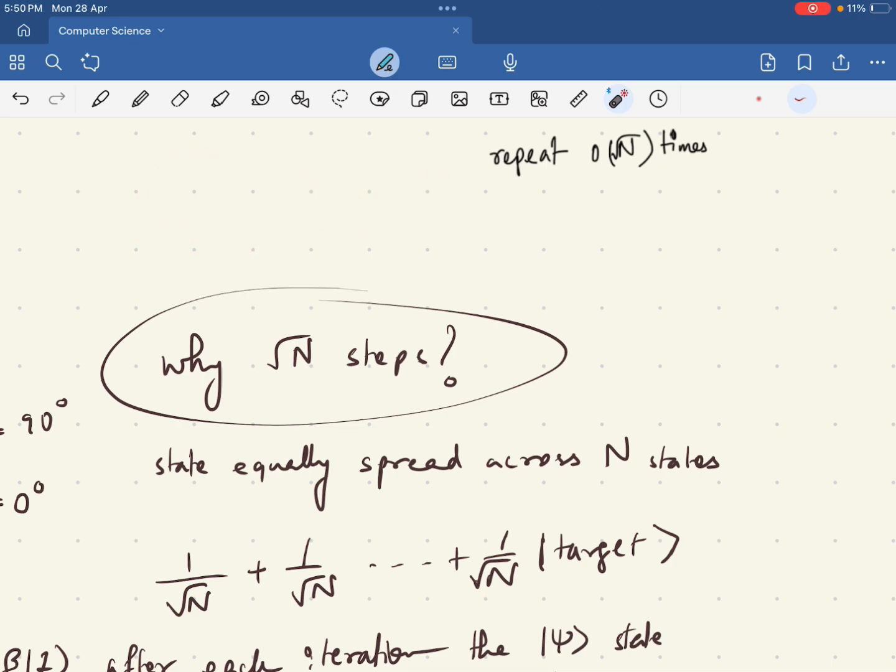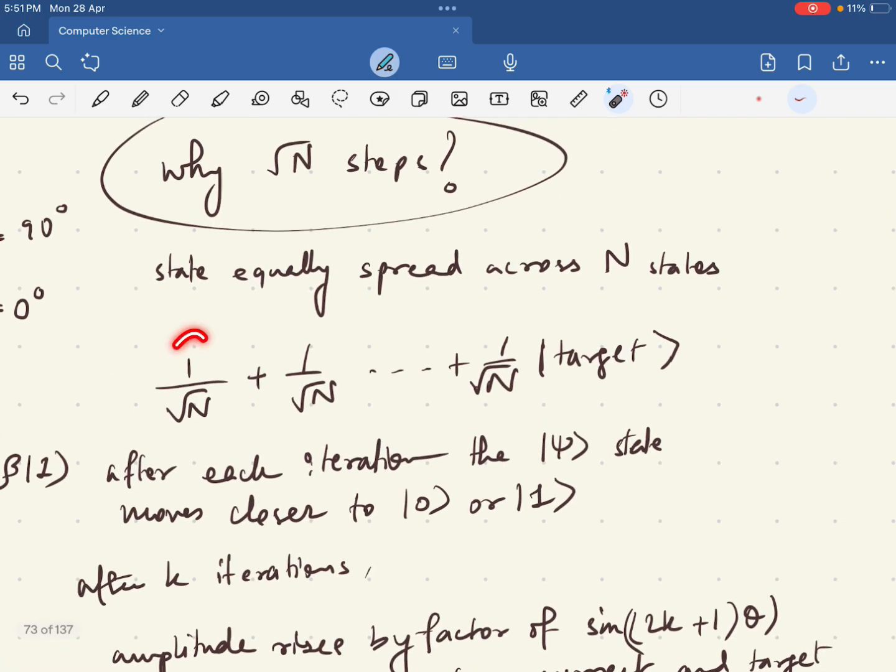So we can substitute 1 by root 2 to the power n as 1 by root N. That's why the amplitude of each state is exactly 1 by root N. And so the target's amplitude will also be initially 1 by root N.